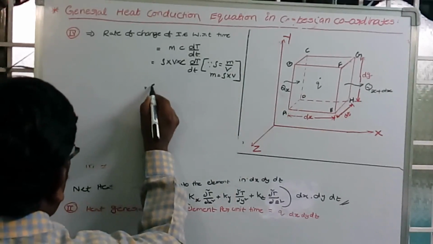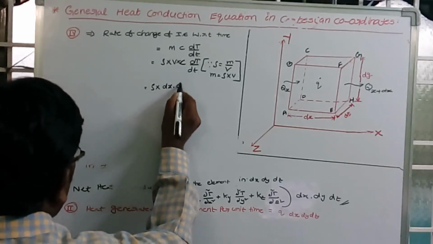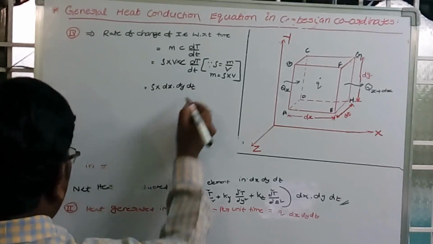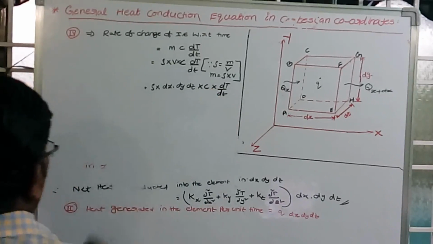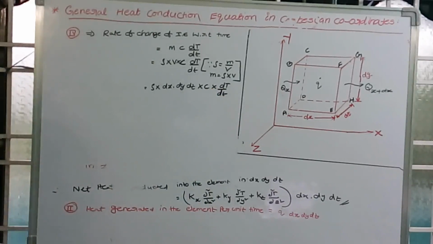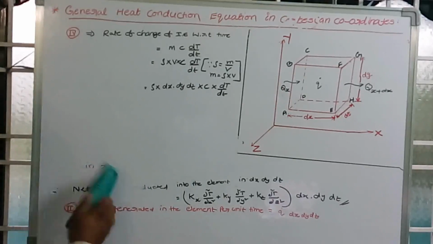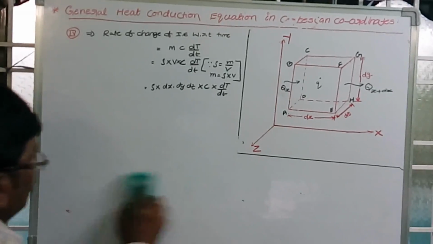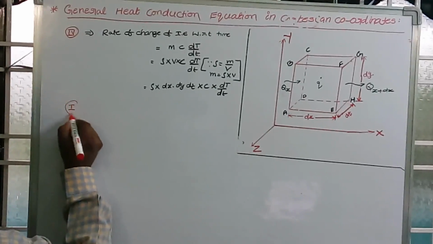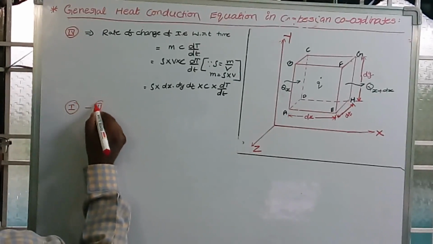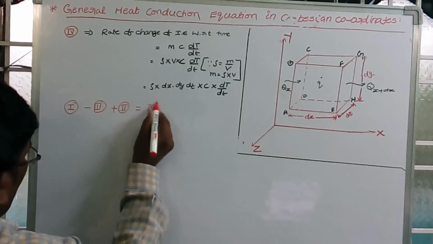So it is equal to rho into V. What is the V? It is the volume of the element. This is dx into dy into dz into c into dT by dt. So what is the next? You can write the energy balance equation again. The energy balance equation is 1 minus 3 plus 2 is equal to 4.